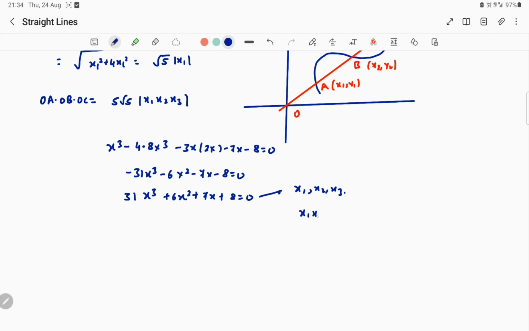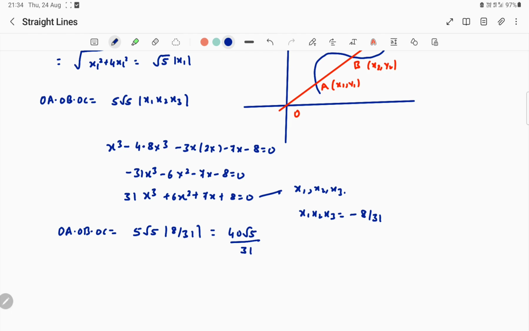So you would have learned that x1 into x2 into x3 is minus d by a, which will be minus 8 by 31. So what is our answer? Our answer, OA into OB into OC, is 5 root 5 and modulus, so it will be 8 by 31. So when you simplify, you will get 4 root 5 by 31. That is the required answer.